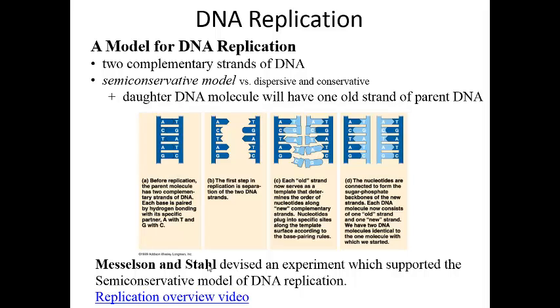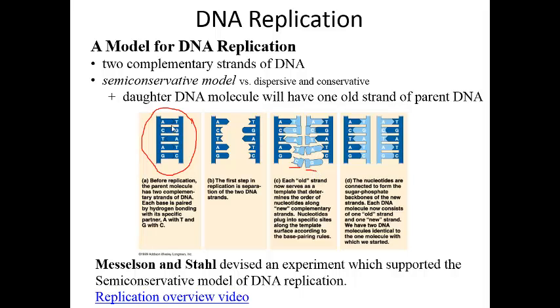Here this diagram shows how semi-conservative replication takes place. We begin with one parental molecule of DNA, and you can see that this DNA is double-stranded. It's made up of two parental strands of DNA. During DNA replication, these two parental strands are going to separate, and two new daughter strands are going to be created. These daughter strands are shown in light blue.